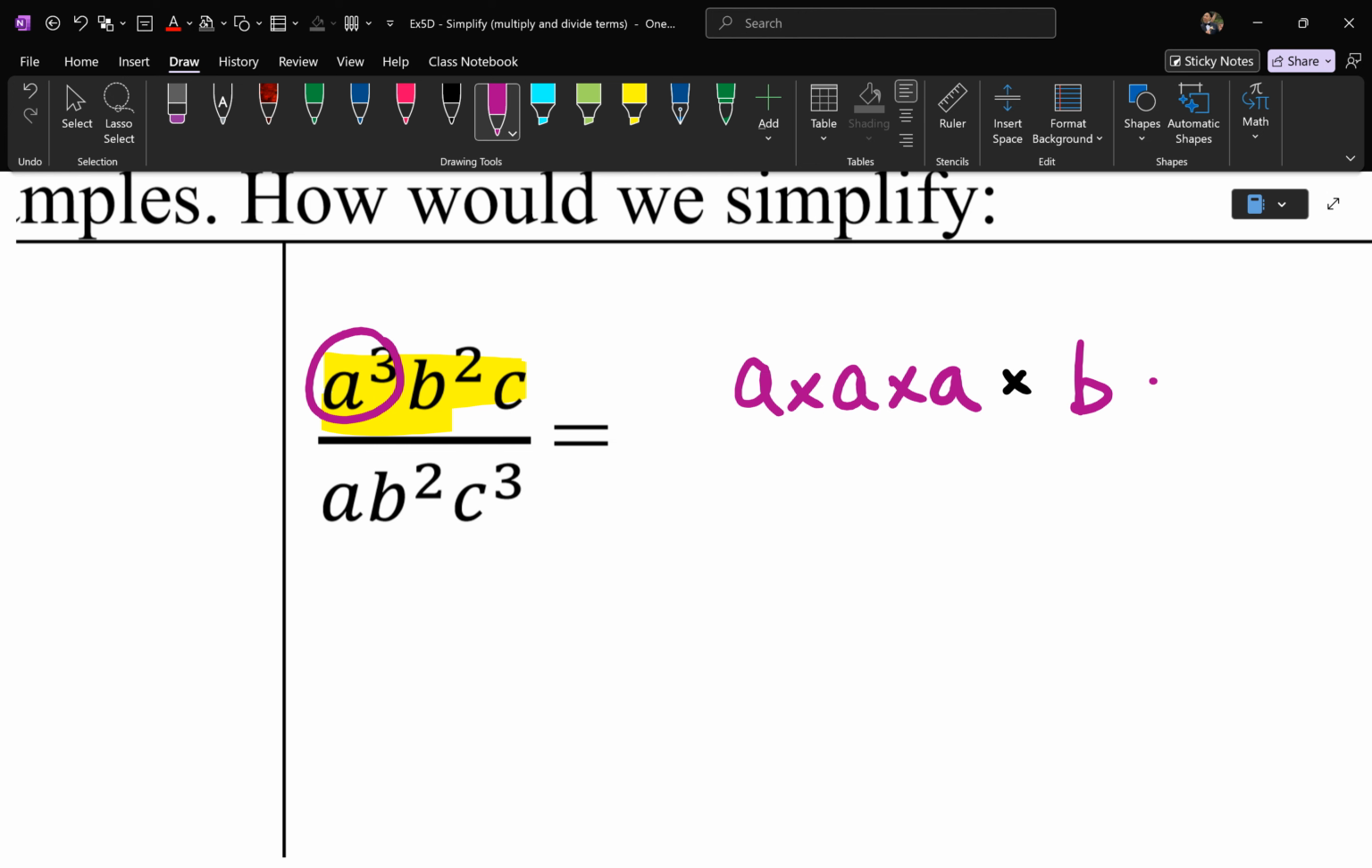B times B, because you got 2 of them. Remember the difference between times and addition. Repeated multiplication becomes indices. And then you got the C over there. But remember, when you write it next to each other, it means times. So here I'm going to do times C.